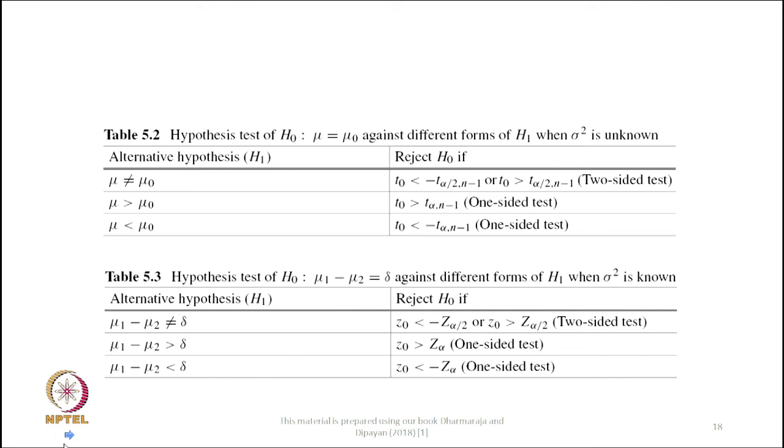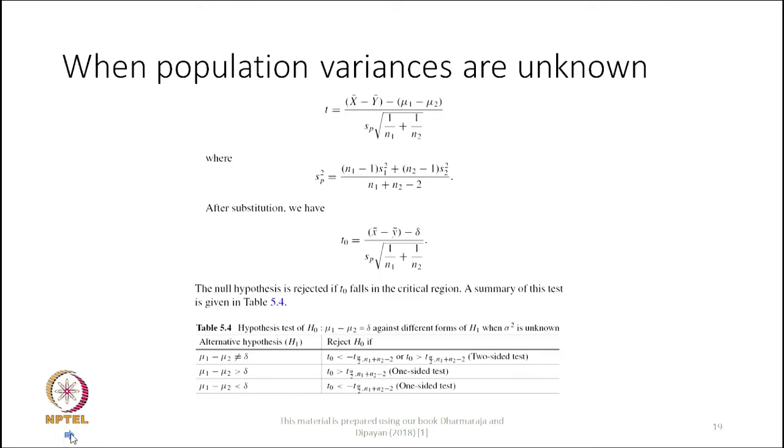There is no alpha by 2. Earlier you divided alpha into two halves. Now we are keeping alpha as it is, on the right side or left side based on the null hypothesis. So, you can have a look. Since it is symmetric, the job is easy. Then later, when sigma square is known for the two populations, I have made the table. The same exercise can be extended.